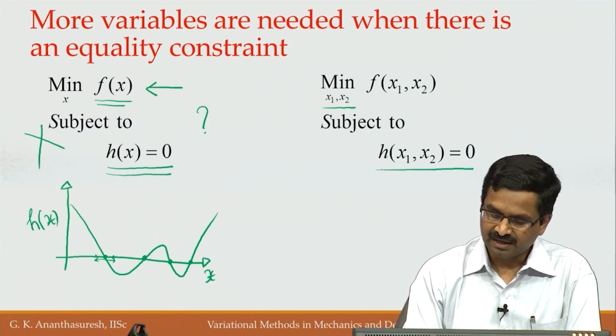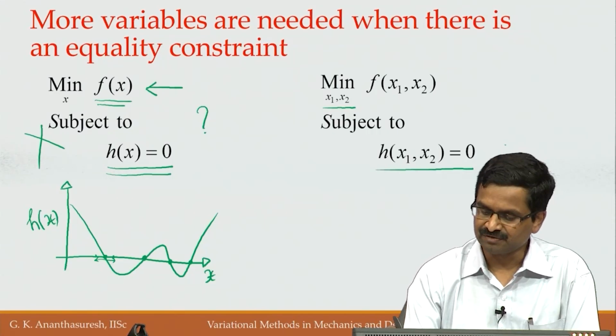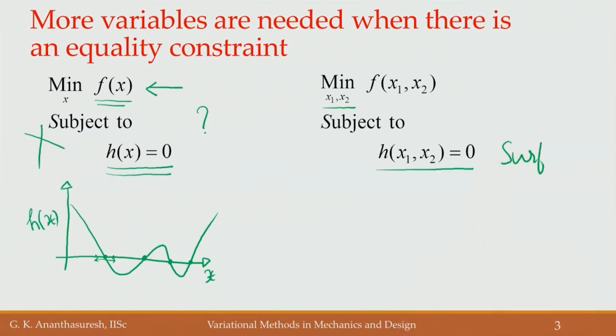Now, h of x1, x2 will be a surface, right. So, this will be a surface which is set at 0 value. Let us imagine we have two axes, let us say we have here x1 and x2. Now, h of x1, x2 will be some kind of a surface, right. This surface has to be equal to 0.